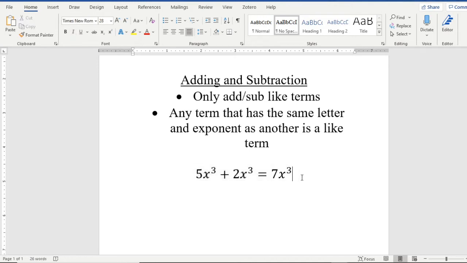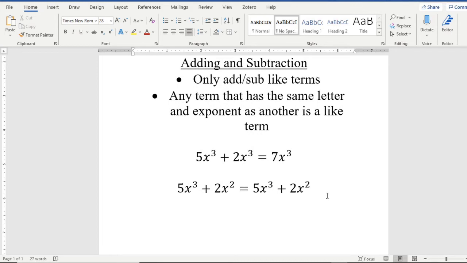Okay, so now let's do another example and see if these are like terms. Okay, so same numbers. I just changed one of the exponents. So now both have x's. Perfect. First step, good. This one has a 3. This one has a 2 for an exponent. 3 and 2 are not the same number, so this cannot be added together. So our answer for this is just 5x to the third plus 2x squared. So that's adding and subtracting. The only things that can be combined are like terms.